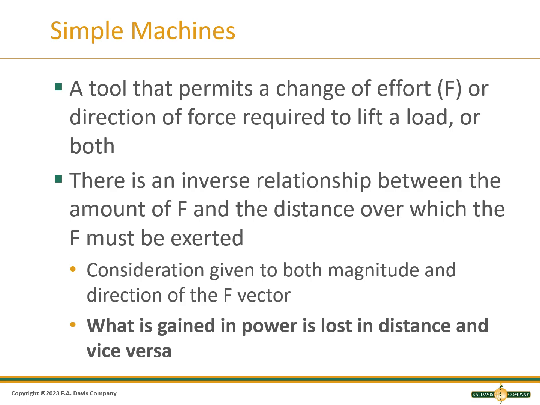Simple machines are tools that allow a change of effort or direction in order to move a load. So they're designed to make movement easier, but there's an inverse relationship between the amount of force exerted and the distance over which the force needs to be exerted. So we have a trade-off. If there's less force required, we're going to have to move a farther distance. If we have to move less of a distance, we probably need more force to produce it. Simple machines operate with the exchange that what is gained in power is lost in distance, and what is gained in distance is lost in power.